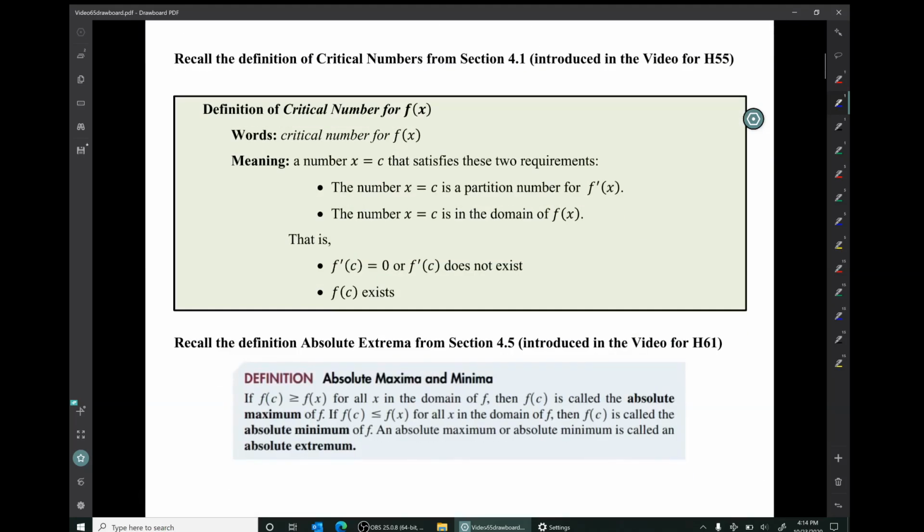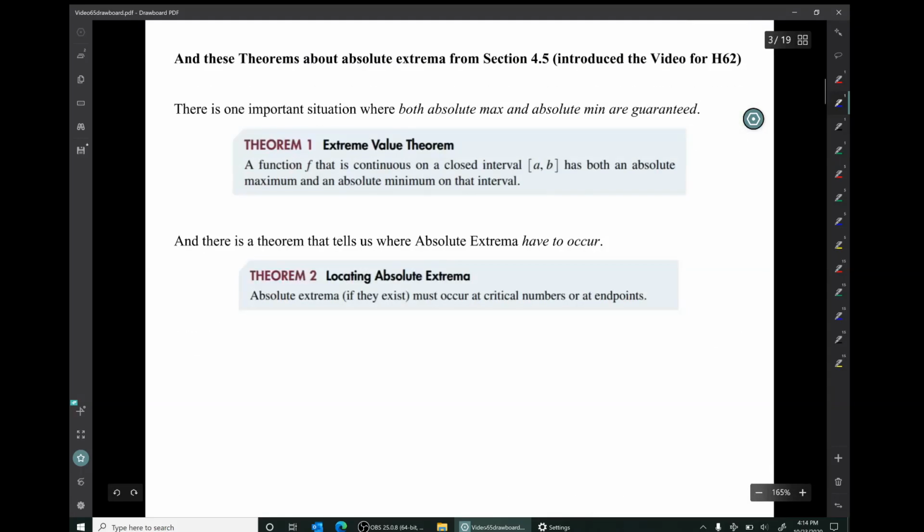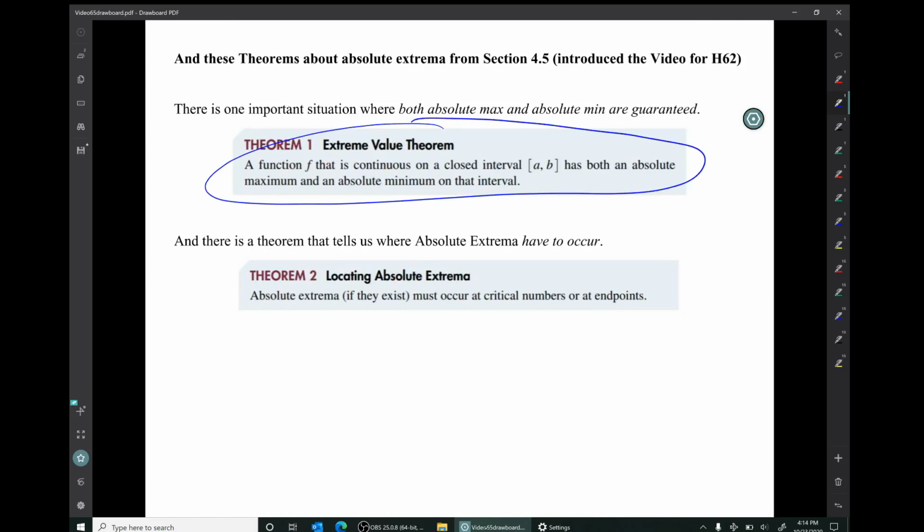So remember from previous videos the idea of the critical number for a function. It's an x value where f prime equals 0 or f prime does not exist, but f of x does exist. And remember the definition of absolute maxima and minima. Those were discussed quite a few videos ago now. And we had these theorems about absolute extrema. The extreme value theorem says that a function that's continuous on a closed interval will definitely have both an absolute max and an absolute min on that interval.